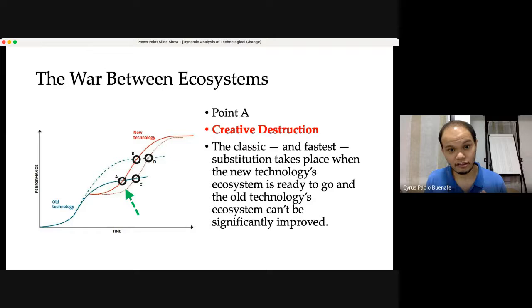And obviously it's the fastest, because looking at the other three points, which we'll discuss in a while, they occur later in time. So the substitution, the switch from the old to the new, happens earlier. It takes place when the new technology is ready to go. You can start capitalizing on the new technology, and the old technology can no longer be improved, meaning there's so much you can already do with that old technology that it follows a static path. That's the basic point. But now let's go to the other three points.